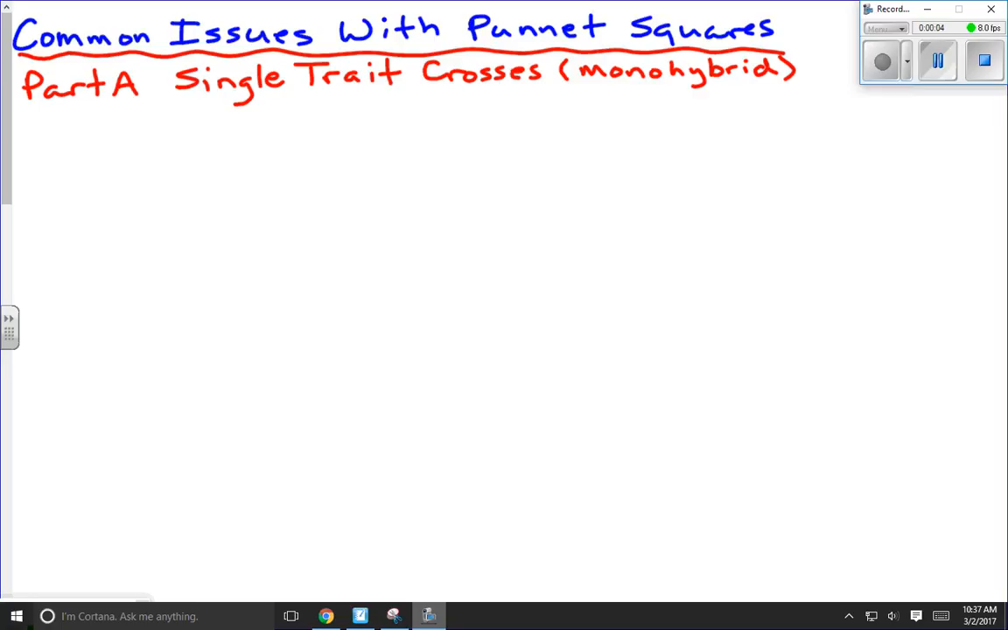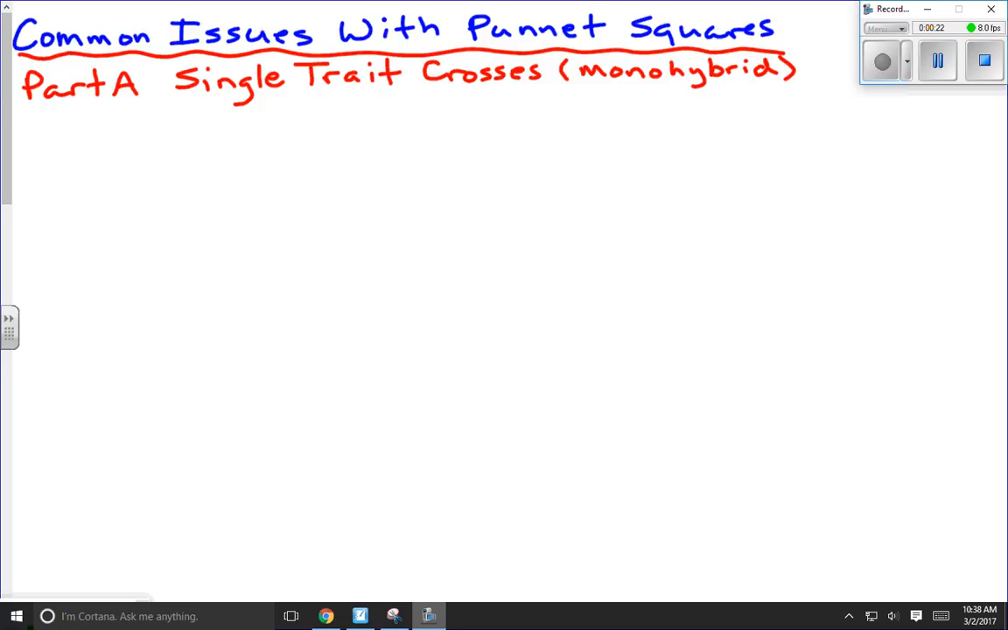This lesson is going to address some common issues I found students have when working with Punnett squares, and today we're just going to look at single trait crosses or monohybrid crosses. We'll leave two trait crosses for a part B to this video. It'll be a separate video. So before we do this, we're going to look at pigs.